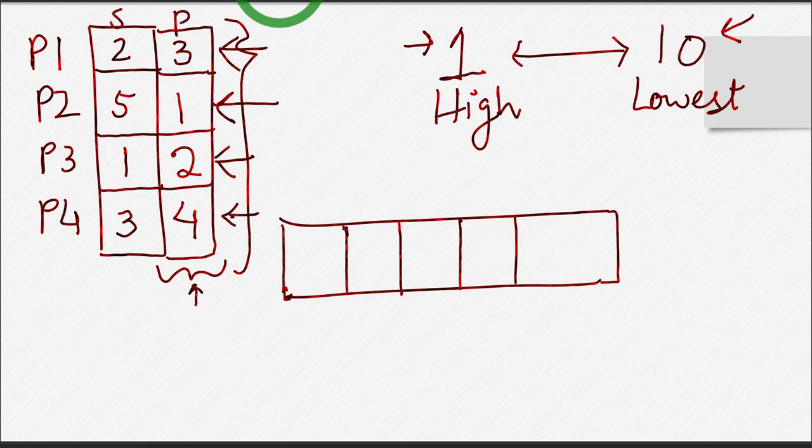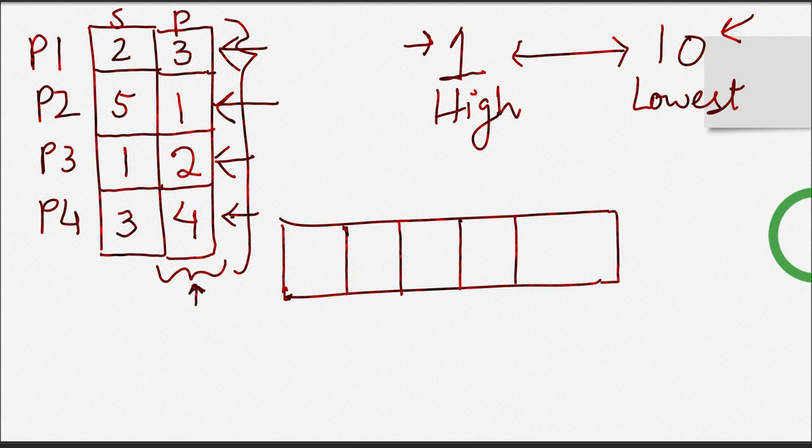The easiest thing will be to sort all these processes on the basis of their priority. It will be better to sort them in ascending order, because we are saying that 1 is highest and 10 is lowest. So sort them and then they will run in the FCFS order. So let's sort them and write them here in the sorted way, in the ascending order of their priorities.